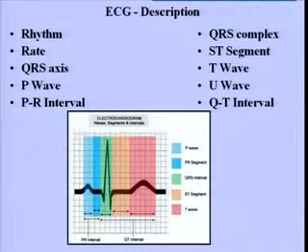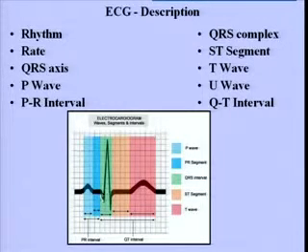Then we should comment on each of these deflections. We should comment on the P wave, the PR interval, the QRS complex, the ST segment, the T wave, the U wave, and the QT interval. To tell briefly, from the beginning of the P wave to the beginning of the R wave or the Q wave is called the PR interval. From the end of the P wave to the beginning of the R, this will be the PR segment.